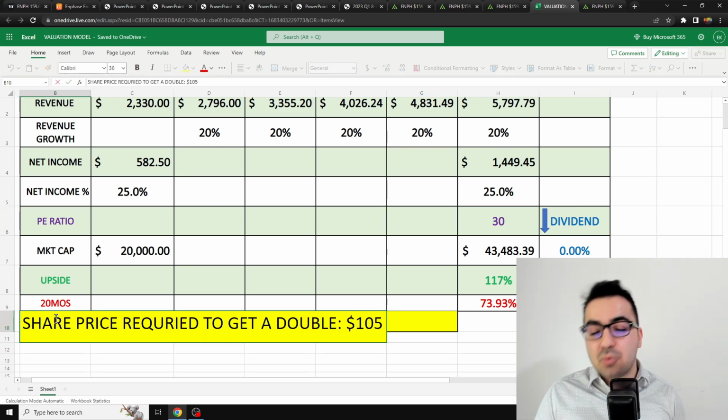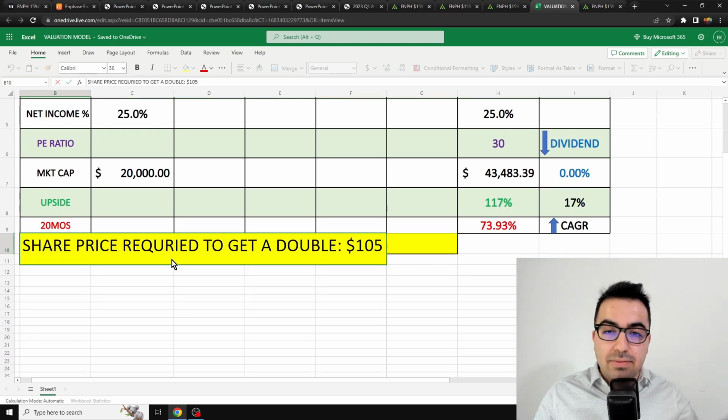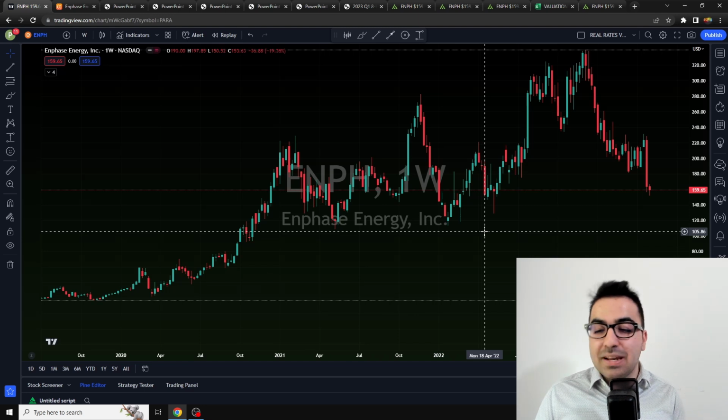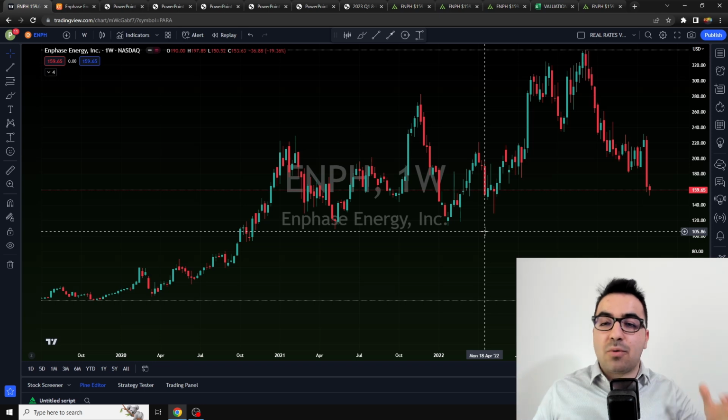But on the worst case scenario, in my personal opinion, for me to get a double on Enphase, I have to buy it somewhere around the $105 per share. And $105 per share is pretty low. It's below whatever it was before 2021. And I'm not sure if Enphase will actually get there. But for me personally, if I was someone that was desperate to buy Enphase, I don't think Enphase is such a bad buy at such prices.